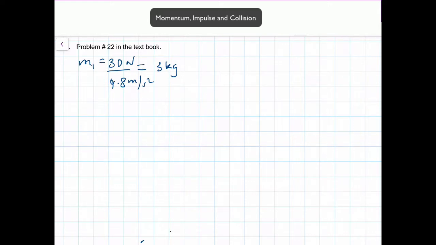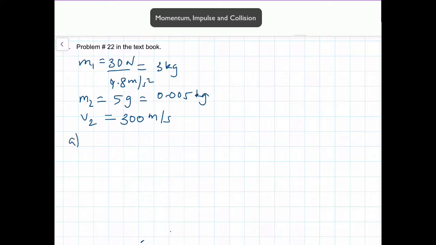And it says the rifle fires a bullet, so you can consider the bullet as mass 2. The bullet has a mass of 5 grams, which is equivalent to 0.005 kilograms. We need it in SI units to work around. And it says mass 2 has a velocity; I'll explain whether it's the initial or final velocity. It is equivalent to 300 meters per second. Then the question, part A, is: what is the recoil velocity, V recoil?